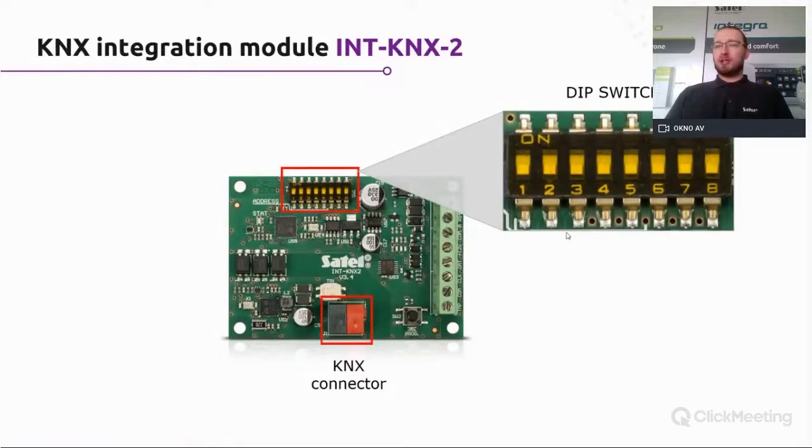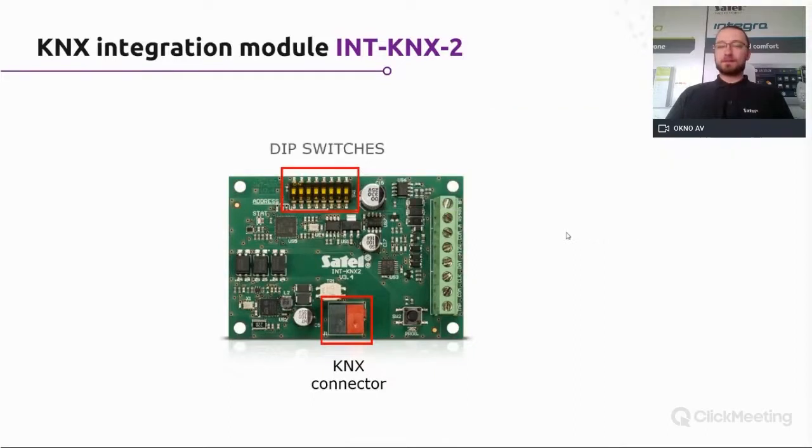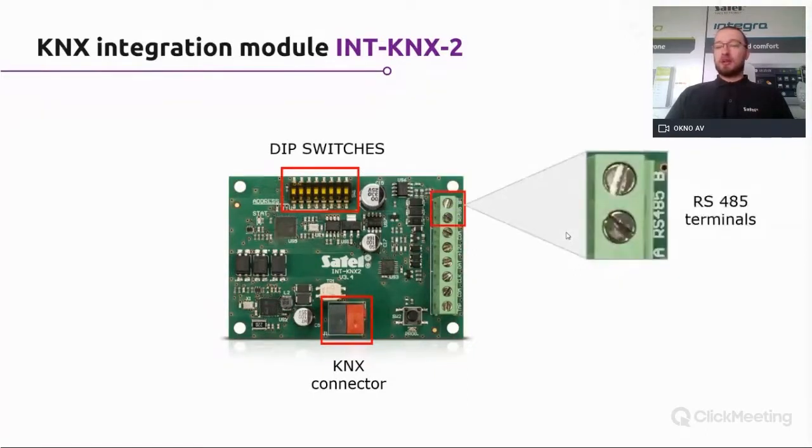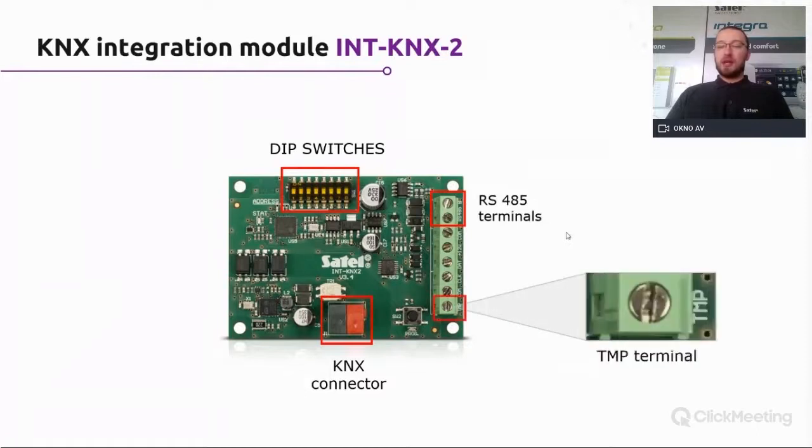We will talk about it a little later on, about the objects and of course about assigning. But please remember that these are DIP switches 6, 7, and 8. In the right corner, we have RS-485 terminals. This is something that looks far into the future. Right now, we are using it only for updates, but in the near future, we will be using it for communication with panels and other functionalities.